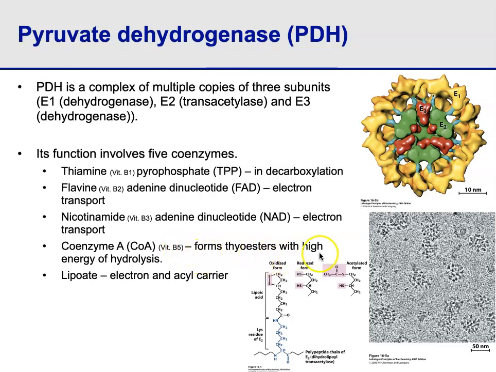It forms thioesters with high energy of hydrolysis. And the last one is the lipoate. It's a lipid molecule which carries electrons, but also can carry acyl groups, and we'll see how that happens. So 5 different coenzymes in this enzyme complex. Like I said, it is a very large complex.